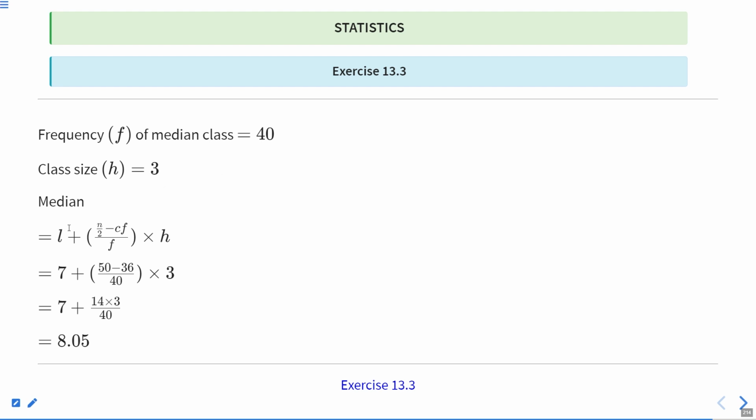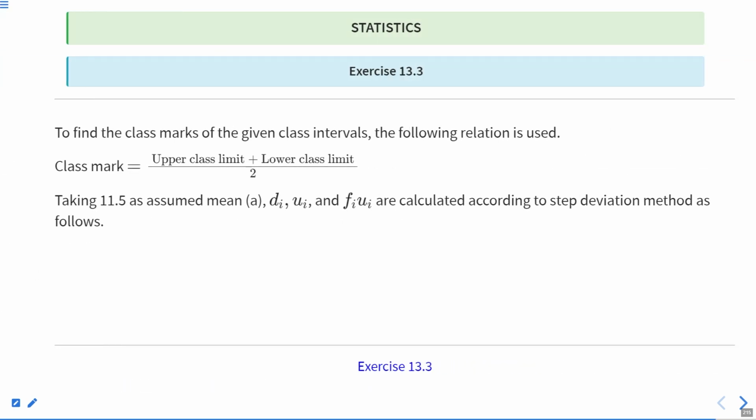And we know the formula for median, that is equal to l plus (n by 2 minus cf) divided by f times h. And now if we substitute the values of l, n, cf, f and h, then we get median is equal to 7 plus (50 minus 36) by 40 into 3, that is equal to 7 plus 14 times 3 by 40, that is equal to 8.05. Okay, so median is equal to 8.05.